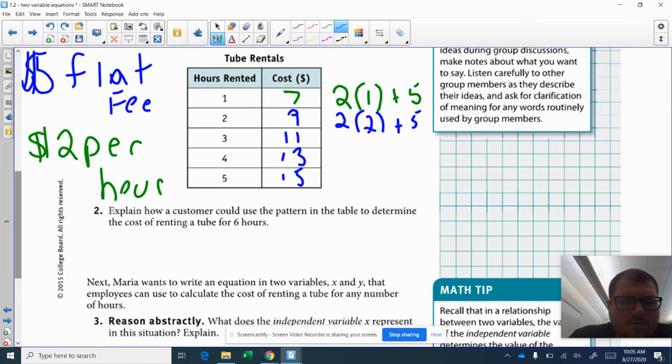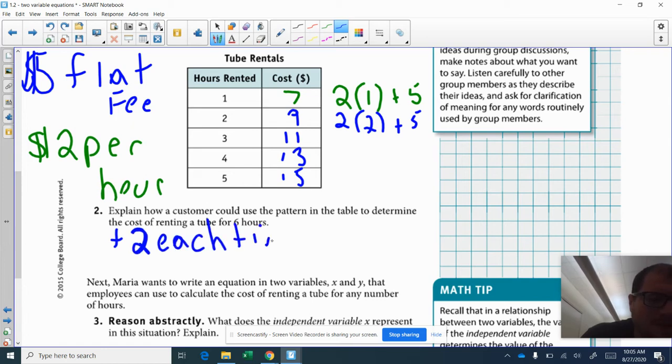So let's look at number 2 here. Explain how a customer could use the pattern in the table to determine the cost of renting a tube for 6 hours. Now, if you look at this chart above, I hope you're seeing the pattern shown. 7, 9, 11, 13, 15. The pattern itself is adding 2 each time. Okay? That's the pattern.